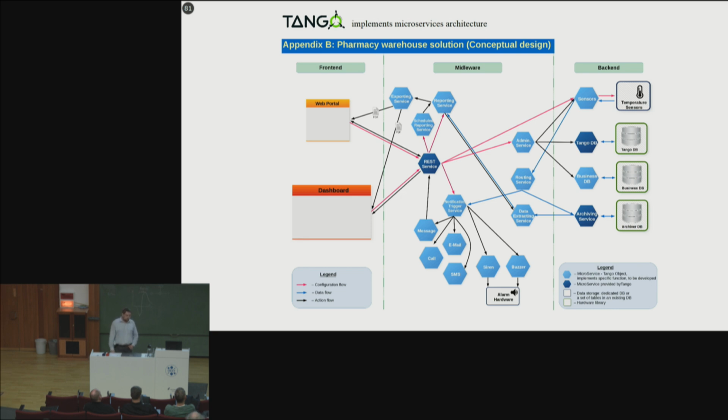And in pharmacy, it's very important to be in strict temperature conditions. 0.5 degree above or below the restriction could produce some problems with the pills, let's say. And if you look carefully, these blocks are actually Tango services, and we can call them microservices.